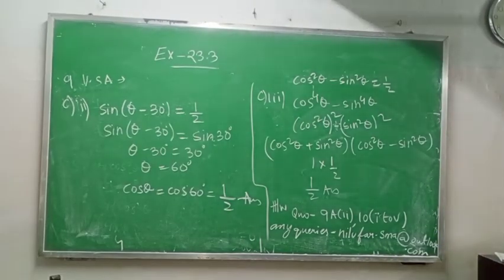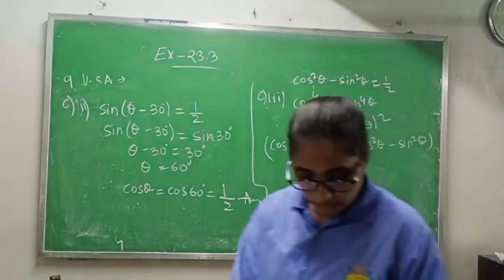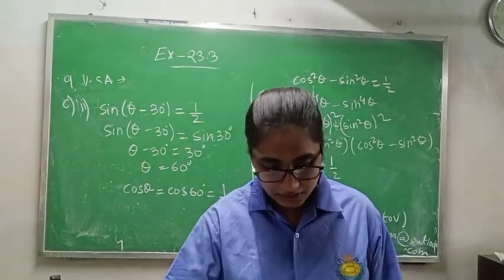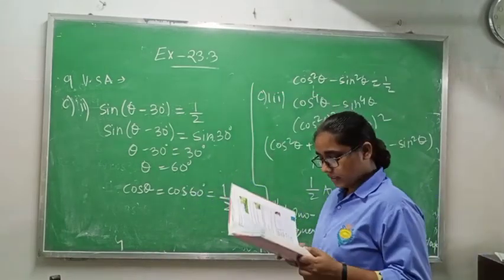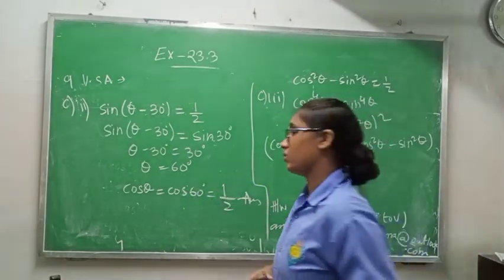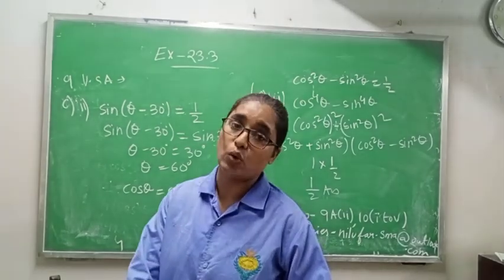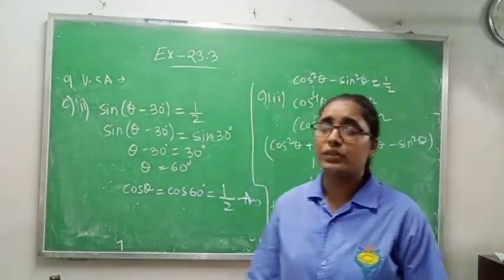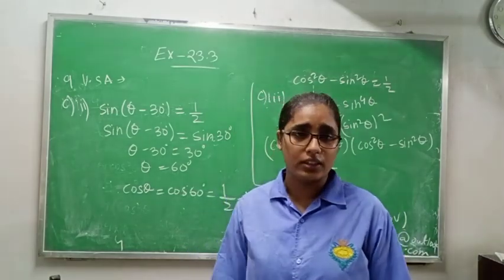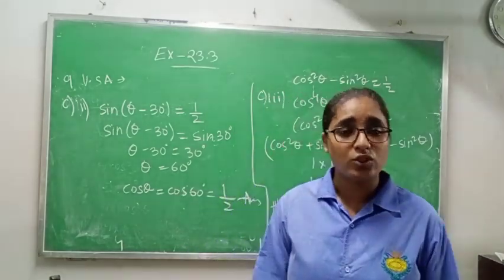Class 10, see question number C2. It is written, if sin of theta minus 30 degree equals 1 by 2, then the value of cos theta is. They are asking the cos theta value, but we don't know the value of theta. If you know that the value of theta is 30 degree, you can put cos 30 degree and you can write the value from that chart.